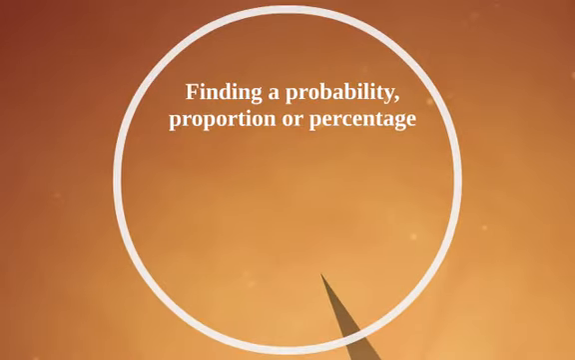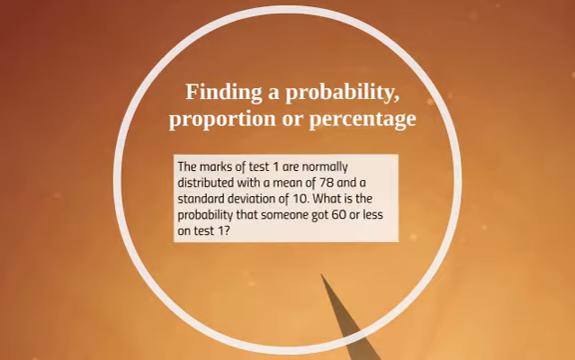One of the main problems that we dealt with last time that we covered Chapter 6 is problems such as this one, where you're asked to find a probability, proportion, or percentage. This was hard to understand for many students, so I decided to show you an example of what it would actually look like. Let's say we have a problem here. The marks of test number 1 in QM are normally distributed with a mean of 78 and a standard deviation of 10. What is the probability that someone got 60 or less on test number 1?